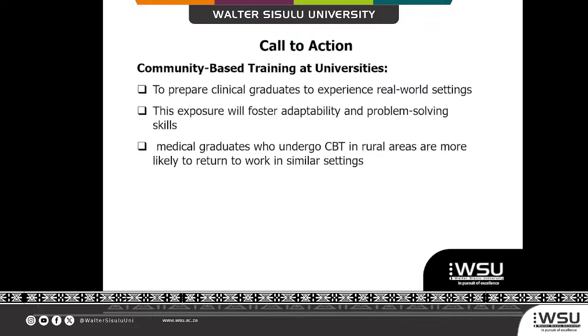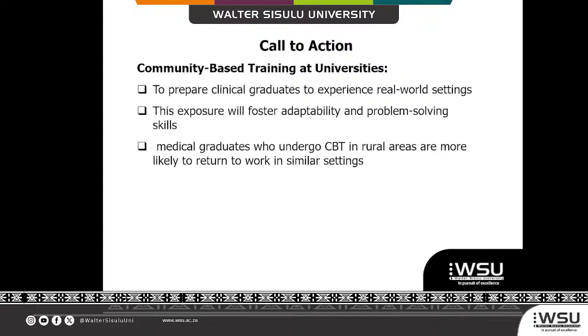This approach, community-based education, ensures that clinical graduates gain real-world exposure to the unique healthcare challenges faced in rural and underserved areas, including limited resources, high disease burden, and staff shortages. Such experiences not only enhance their adaptability and problem-solving skills, but they also prepare these graduates to work effectively in this environment.